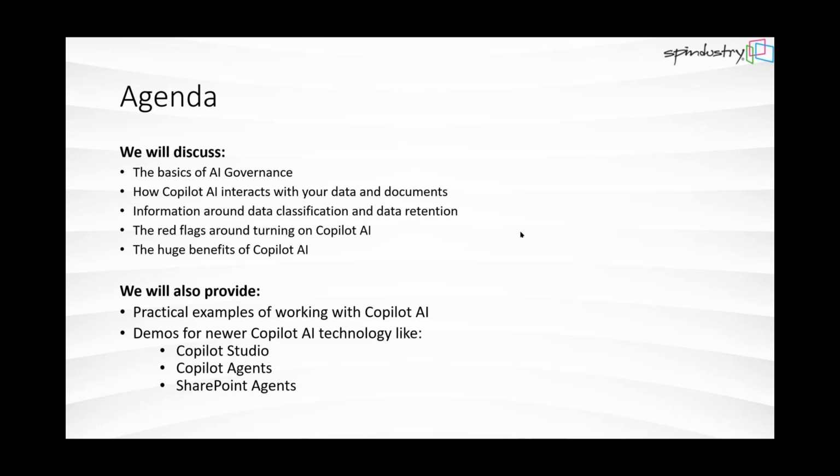We're also going to discuss how Copilot AI interacts with your data and your documents, very important, and how information around data classification and data retention is also very important to you. We'll also try to point out any red flags along the way that we see with turning on Copilot right away or even not turning on Copilot right away. And then we'll talk about those big, gigantic, huge benefits for turning on Copilot AI. We know that we all want to get to this point.